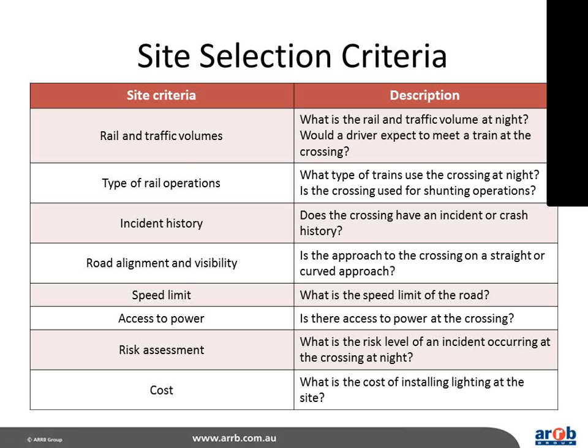Rail and traffic volumes is quite important because if you look at the railway crossings, you might have some that have maybe 1 or 2 trains at night. Some may have maybe 5, 6 trains at night. And you also have the type of rail operations. If it's a passenger rail line, the risk level is a lot greater than a freight rail line because of risk of derailment and injuries to passengers and so forth.